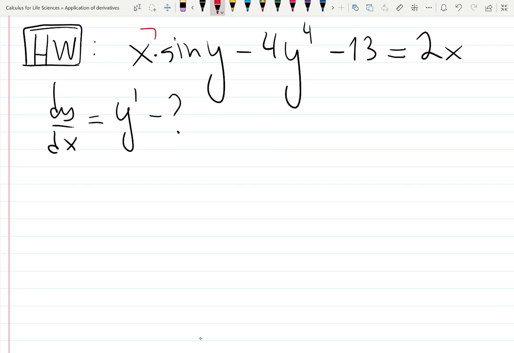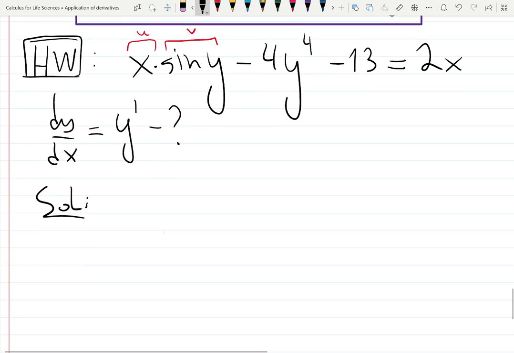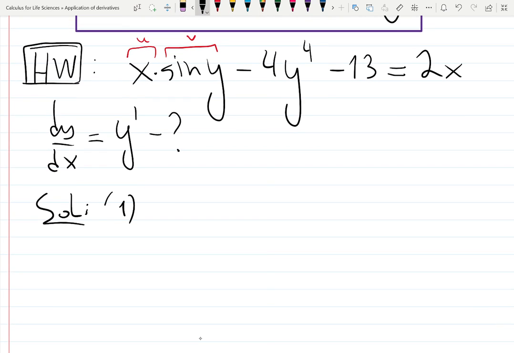You guys, this is product rule, U times V, and this is where people get stuck. Solution: you use the product rule formula, U prime V plus U V prime. Differentiate x, that gives you 1. Copy sine, that gives you sine. Copy x, that gives you x. Differentiate sine, and this is where people get stuck.